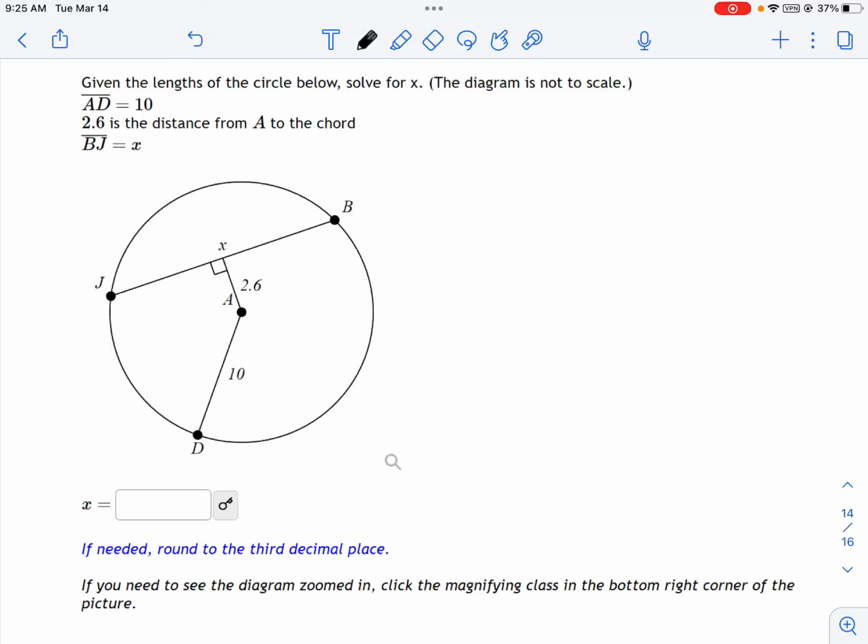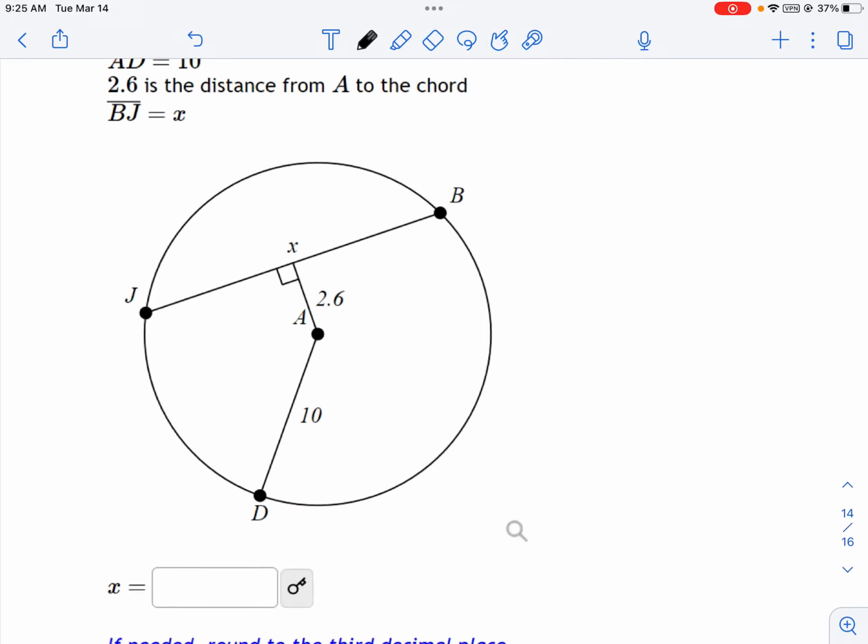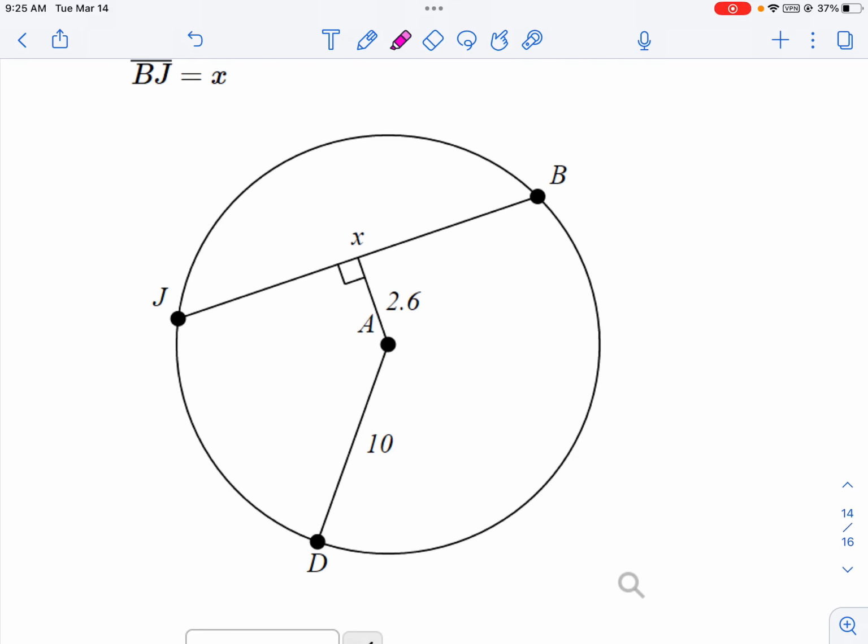Hello and welcome. We have given the lengths to the circle below, solve for x. Let's look at what we're given here and what we know from what we're given. The first thing that grabs my attention is this little right angle here.